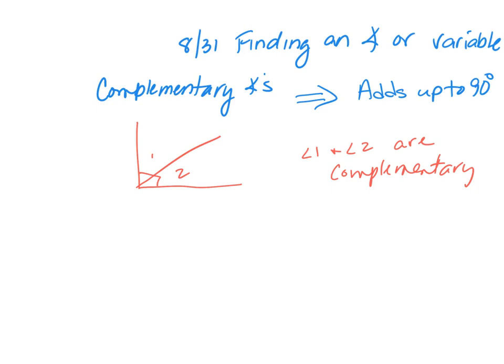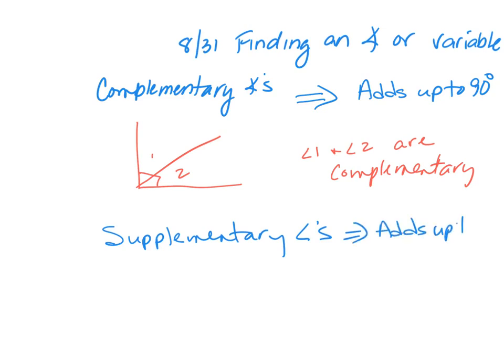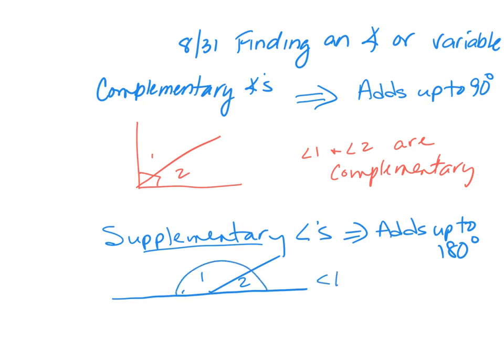So supplementary, very good. And if they tell you two angles are supplementary, usually it means it's a straight line. Angle 1 and angle 2, if they are supplementary, they add up to 180. Angle 1 plus angle 2 equals 180, okay? And they're supplementary. So that's just easy.